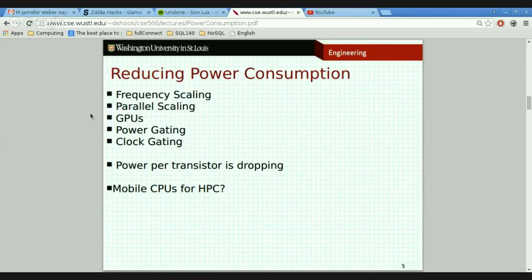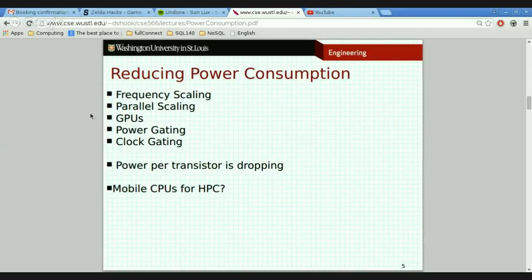GPUs are a very popular way of reducing power consumption, especially within high performance computing. In general, GPUs require a lot of power to run. If you've ever built a gaming PC, you probably are aware of this. They require a heavy duty power supply. So in terms of absolute power, GPUs, not the greatest thing.